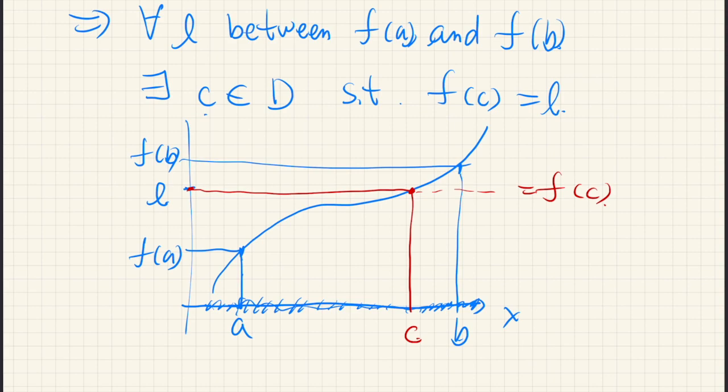Since this function f of x is continuous, and also the domain is path connected, so it's not split into different separate pieces, this is one piece of the domain. Then there is always a value of x such that f of C is equal to some intermediate value between f of A and f of B. The same applies to the multivariate case.